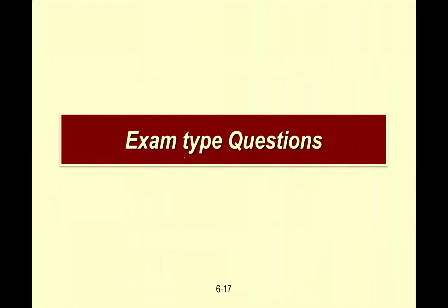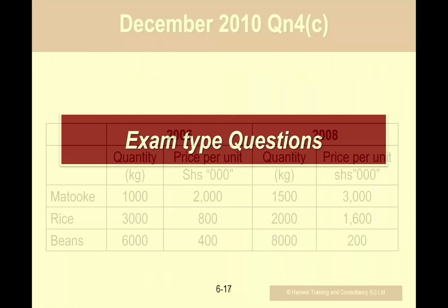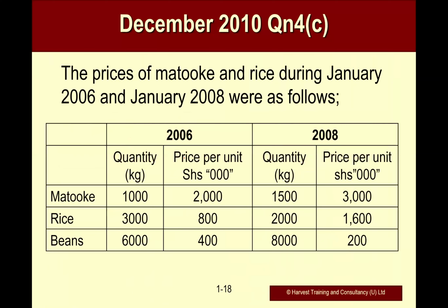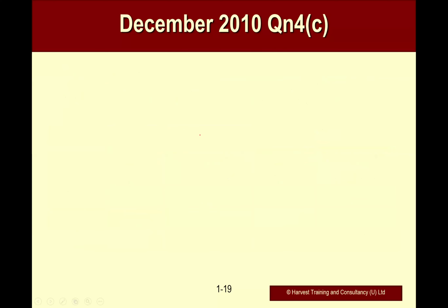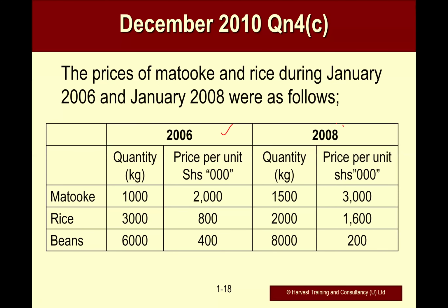Okay, so let us support our foregoing discussion with an exam type question. I'm picking one from December 2010. The prices of matoke and rice during January 2006 and 2008 were as follows. 2006 and 2008. Matoke, rice, beans, we are given the quantity, we are given the price for each quantity. So we are given 2 years.